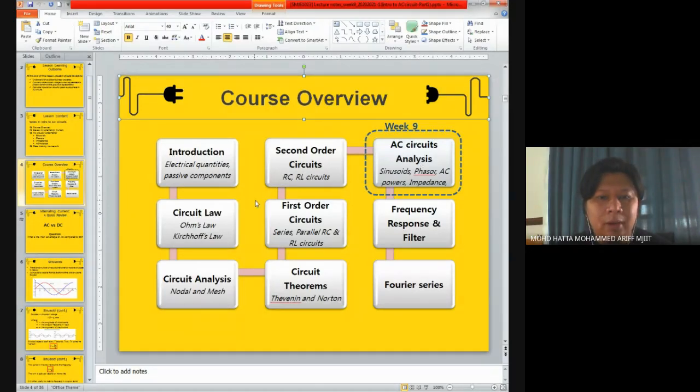Then we recall the circuit laws that we learned, to be applied in order for us to analyze the circuit. And furthermore, we will introduce you guys to AC power. If you remember, in DC circuits we also calculate power, like power dissipated at resistor A, resistor B, or power dissipated in the circuit.